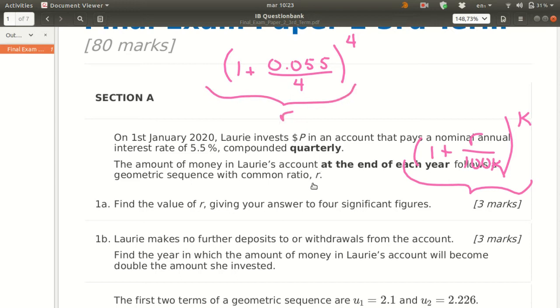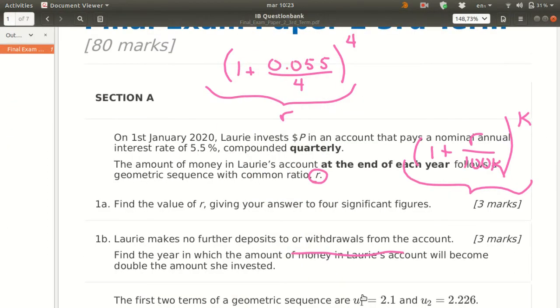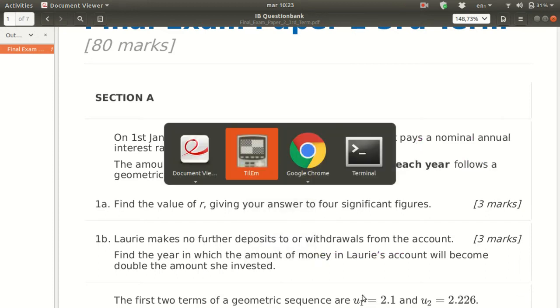You have to be careful not to confuse the common ratio notation R with the nominal annual interest rate. Okay, they're using the same letter, but that doesn't mean that they're the same thing. Be careful. You need to always make sure you know what you're talking about. So R in the formula is talking about the nominal annual interest rate, while R in the problem is talking about the common ratio. Okay, and of course we need to plug this into our calculator. So let's take a look at how that would look.